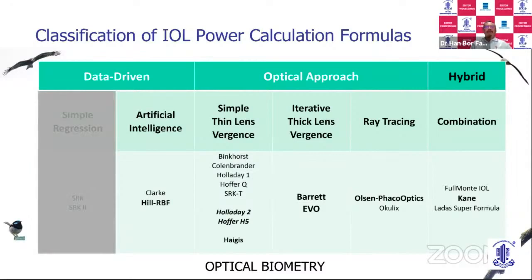What is clear is a simple regression formula should not be used at all now. And the simple thin lens versions is obviously on its way out. All right, if you have optical biometry and you don't have the formulas integrated in your biometers, you can go online. You can use the RBF, the EVO, the Barrett, as well as the Kane online. Of course, some of these formulas are integrated, such as Olsen in the PhacoOptics with the topographer or tomographer, and the Oculix as well.